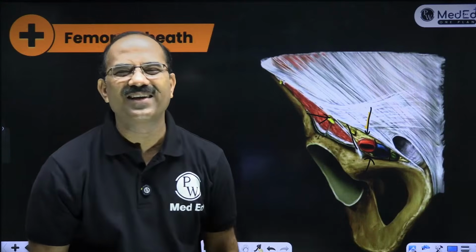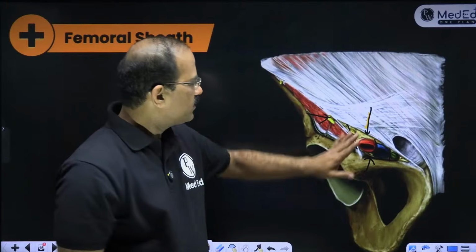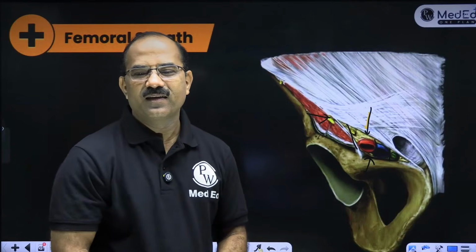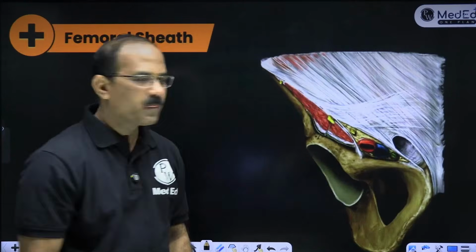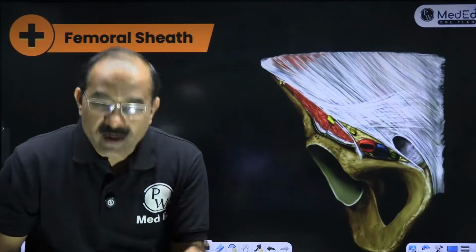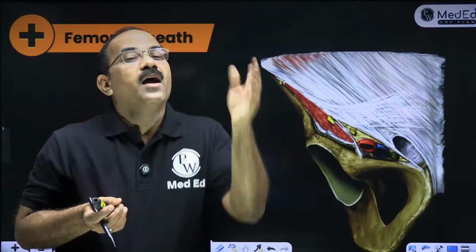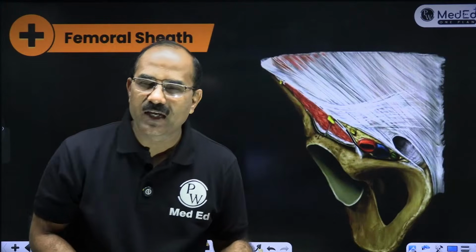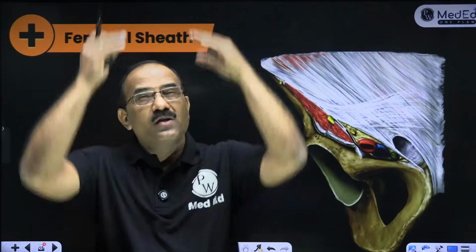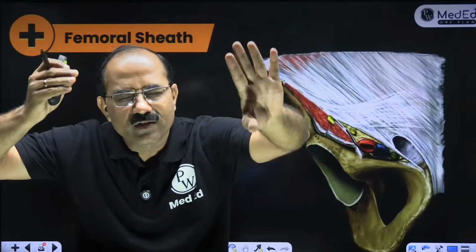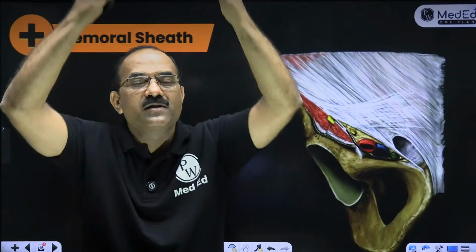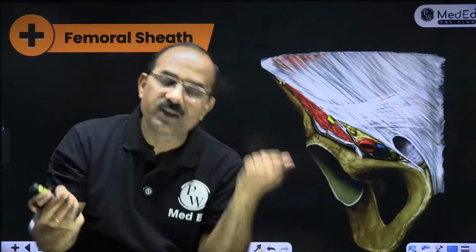Explain why. The femoral nerve is outside the femoral sheath. Why? Answer this. Because if I have to come into the femoral sheath, I should lie on the fascia iliaca. I'm so sorry. Seeing this fascia transversalis? The fascia transversalis comes in directly. The content is within the femoral sheath.